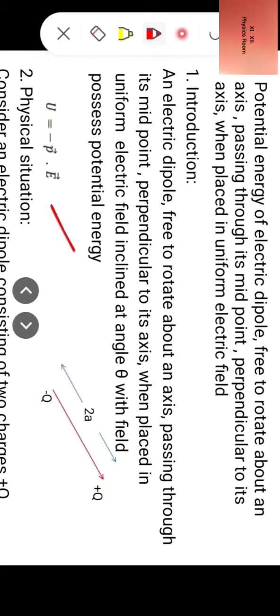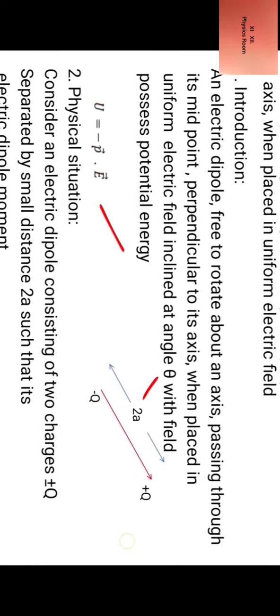I repeat, an electric dipole free to rotate about an axis passing through its midpoint perpendicular to its axis when placed in uniform electric field inclined at an angle theta with field possesses potential energy U equal to minus P dot E.